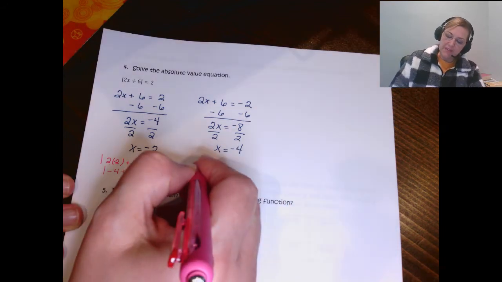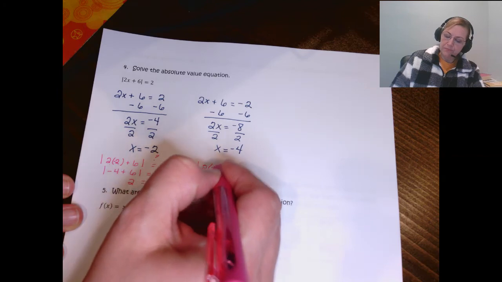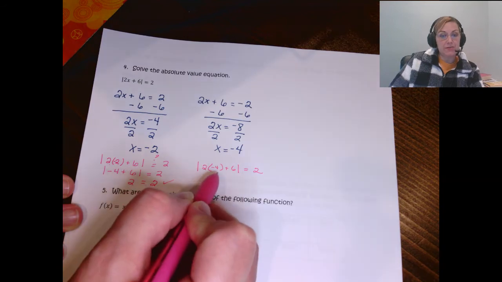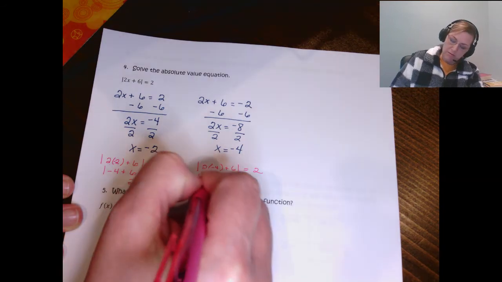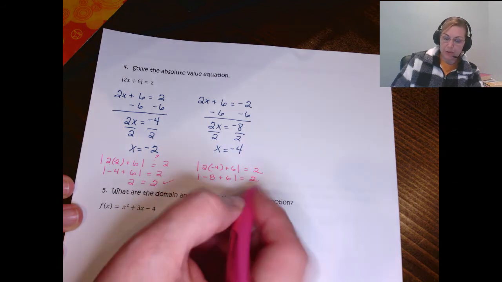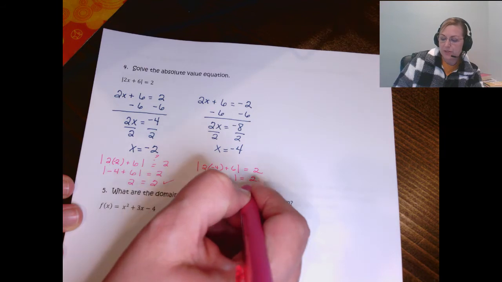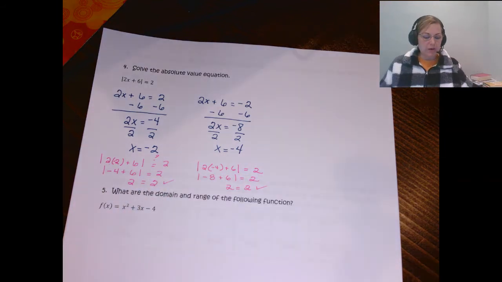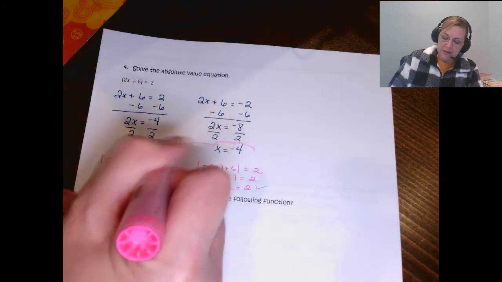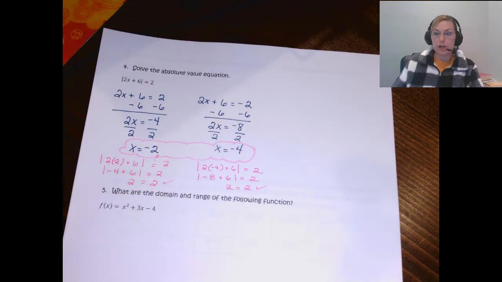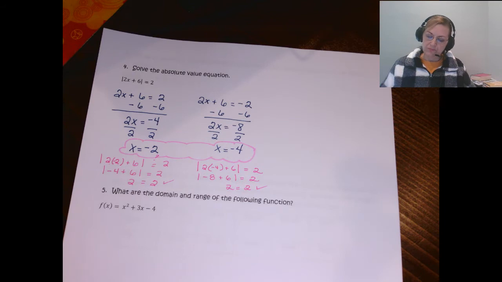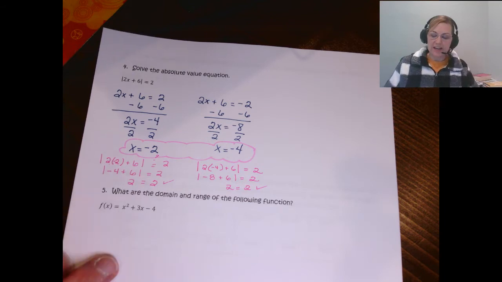Let's check the same thing with -4. So 2 times -4 gives me -8. -8 plus 6 equals -2. And the absolute value of -2 is 2. So again, we're good. We have both solutions, and I've checked them to make sure they do in fact work in my equation. All right, let's take a look then at number 5.